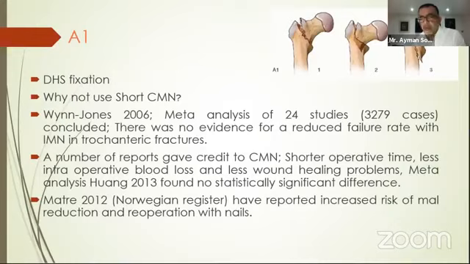A number of reports have given credit to short nails by showing that they have a shorter operative time and less blood loss, but actually the difference is not clinically significant. There's some actual evidence from the Norwegian register that there has been an increase in the rate of reoperation with nails. So why do I choose the DHS? Because this is a recommendation of NICE.